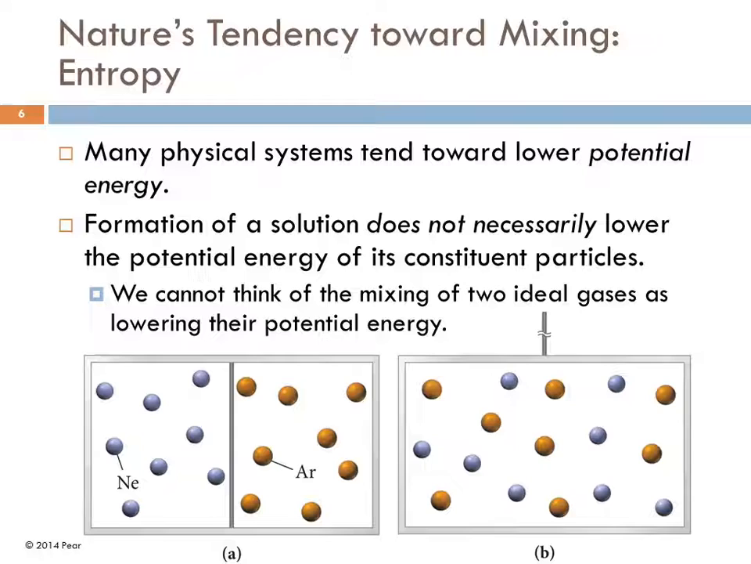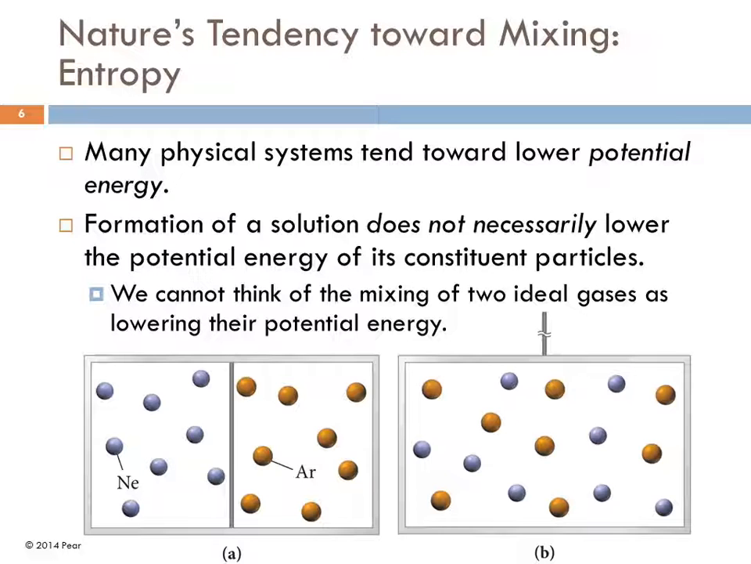Nature's tendency toward mixing has a name. It's called entropy. As we've learned, a lot of physical systems tend toward lower potential energy. That is a driving force of a lot of things that happen. Why does a ball roll down the hill? Because it's going to a lower potential energy.